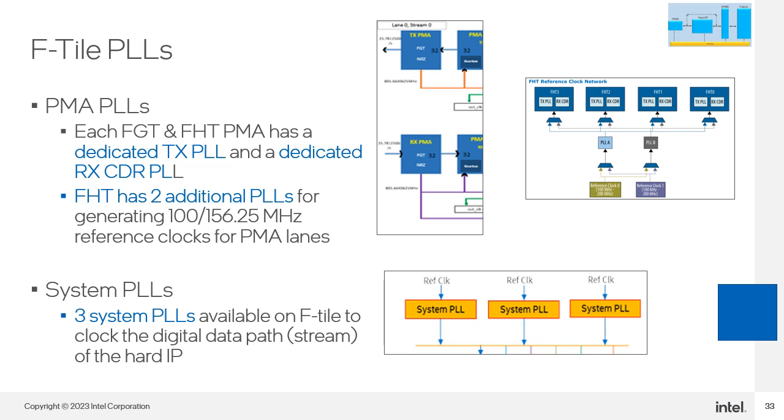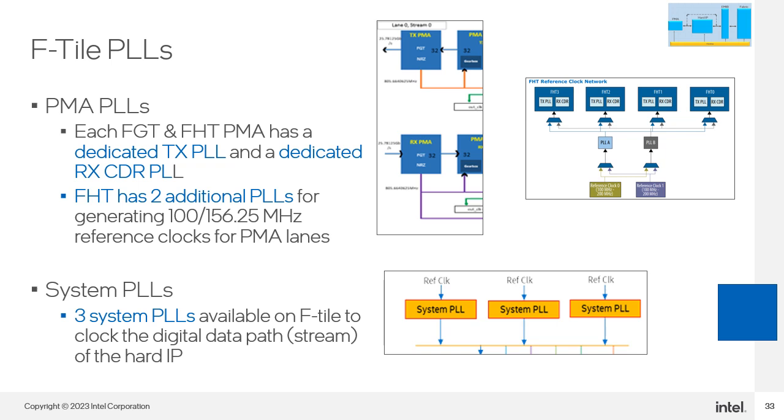Keep in mind, though, because there are only 3 system PLLs, multiple hard IPs with different line rates may have to share a system PLL. When this happens, we recommend using the hard IP with highest line rate to determine the system PLL frequency. The hard IPs with the lower line rates must be overclocked.